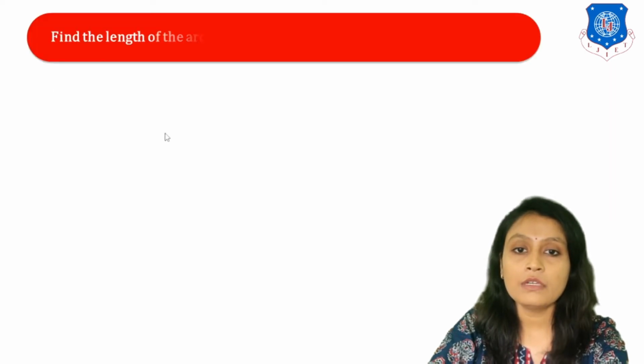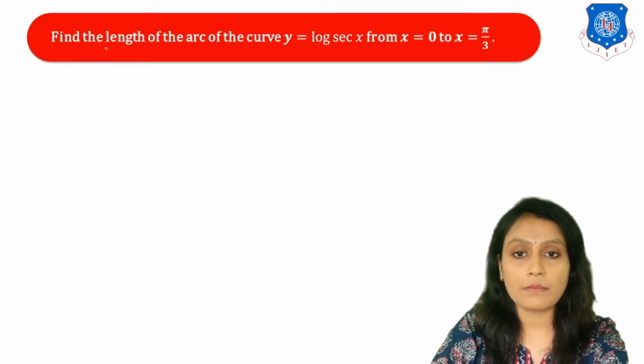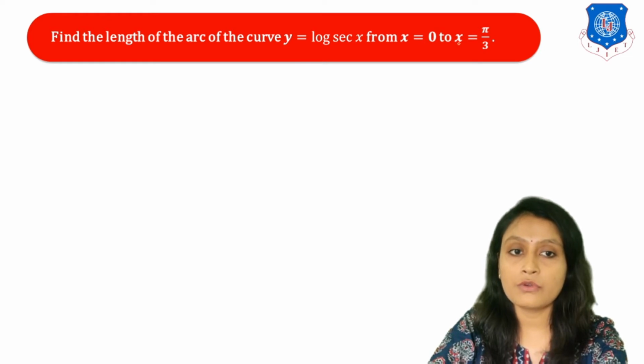Now let's begin with one example. Find the length of arc of the curve y is equal to log sec x from x is equal to 0 to x is equal to pi by 3. You can see from the question that the given question is in Cartesian form, and x varies from 0 to pi by 3. So now let's begin with the solution.